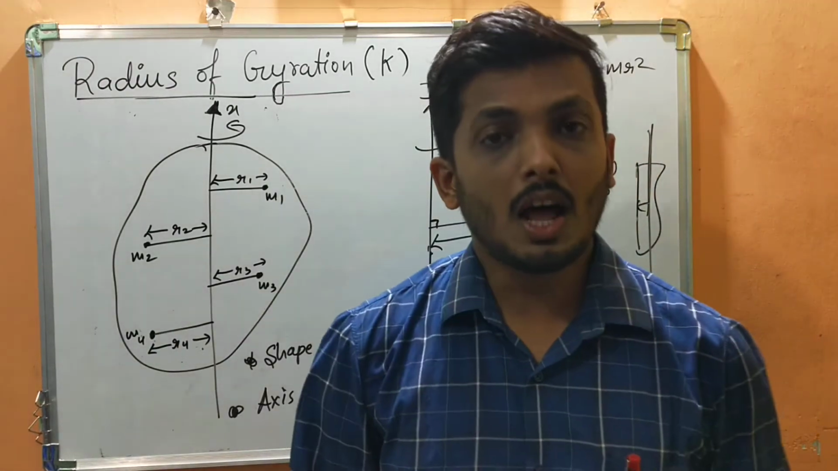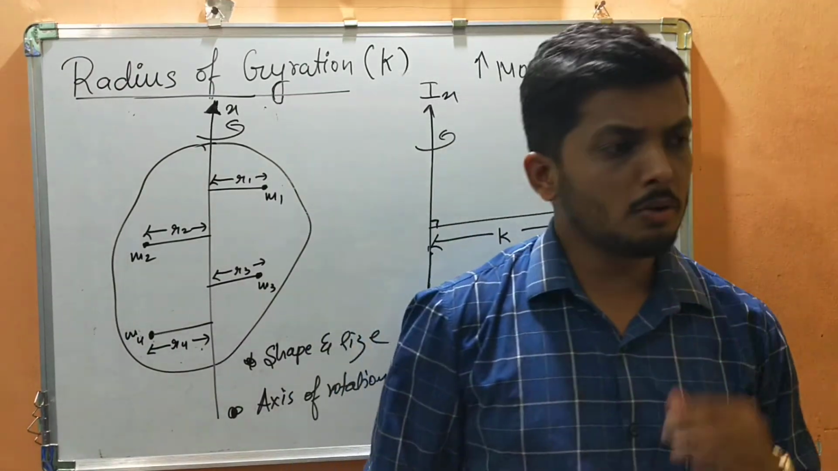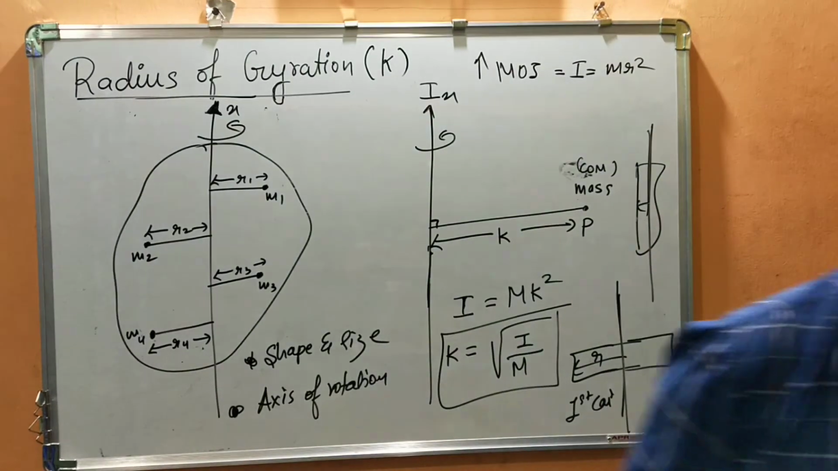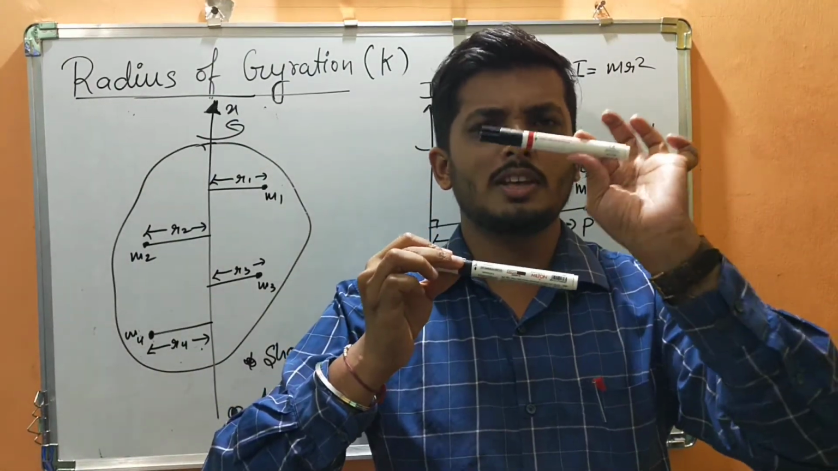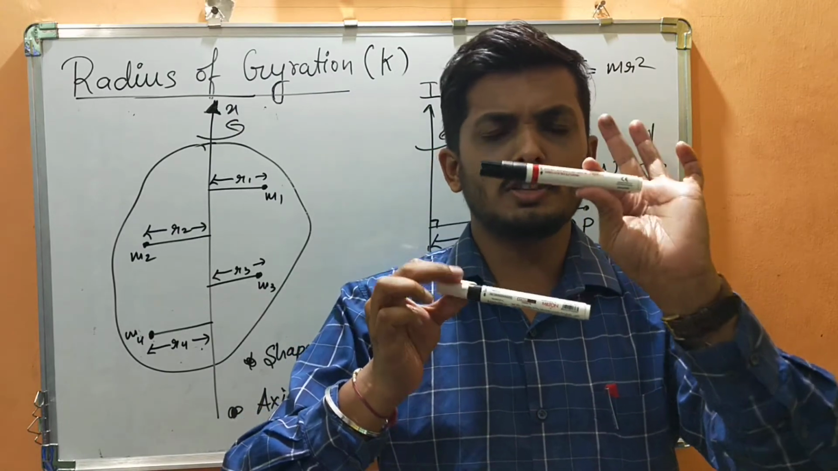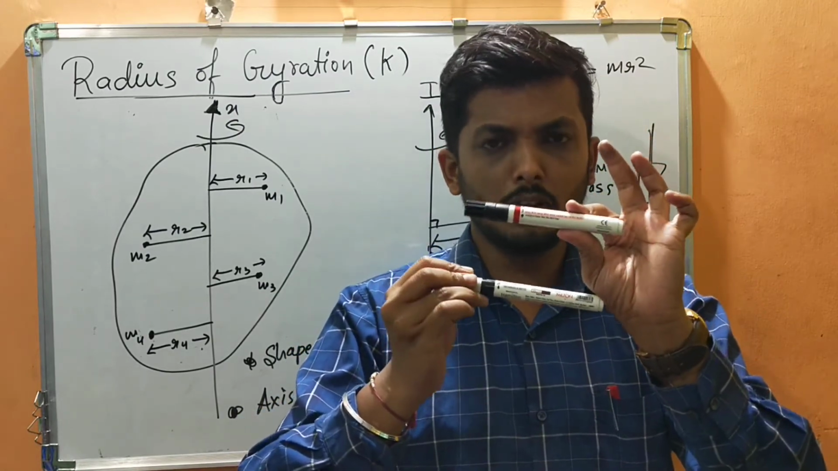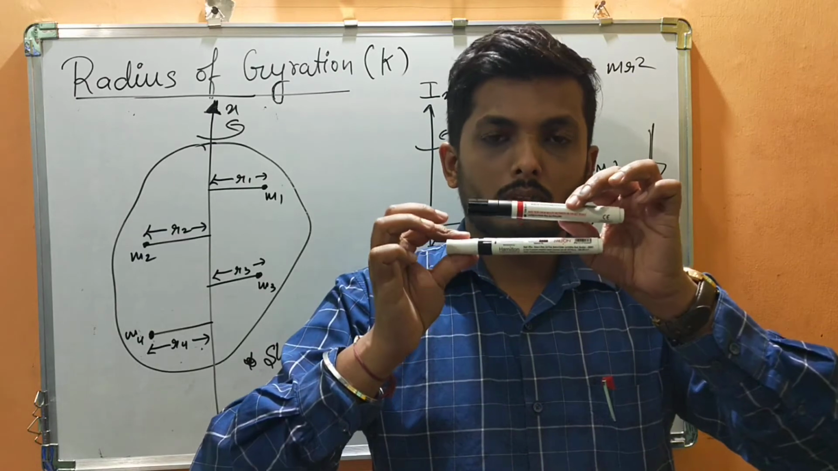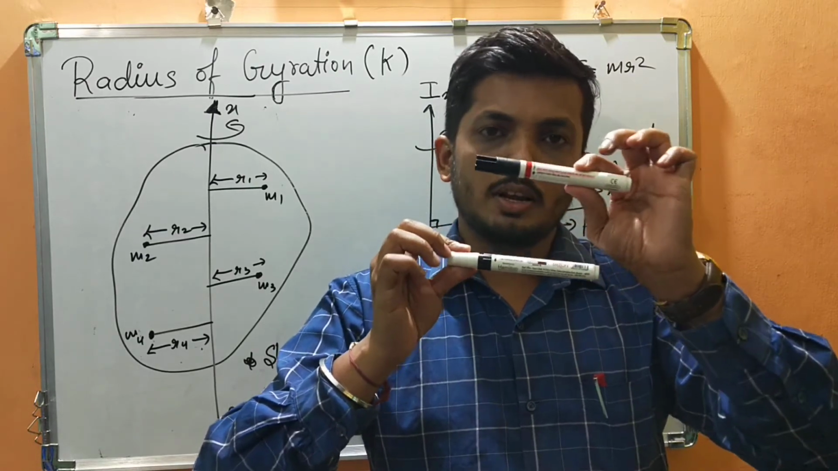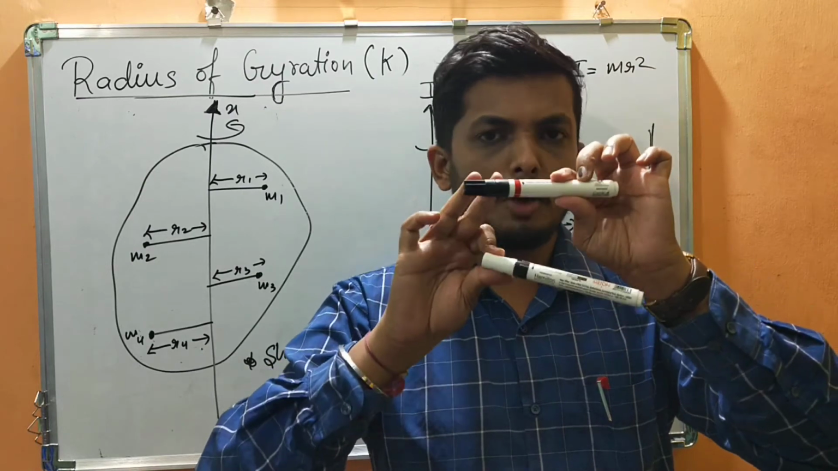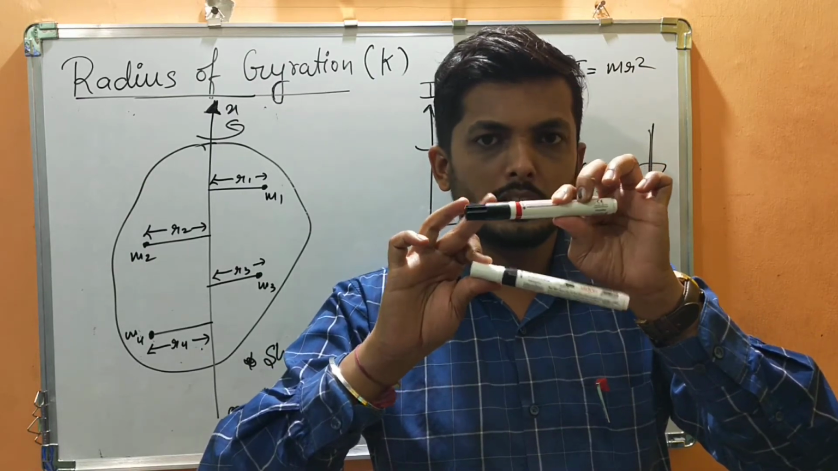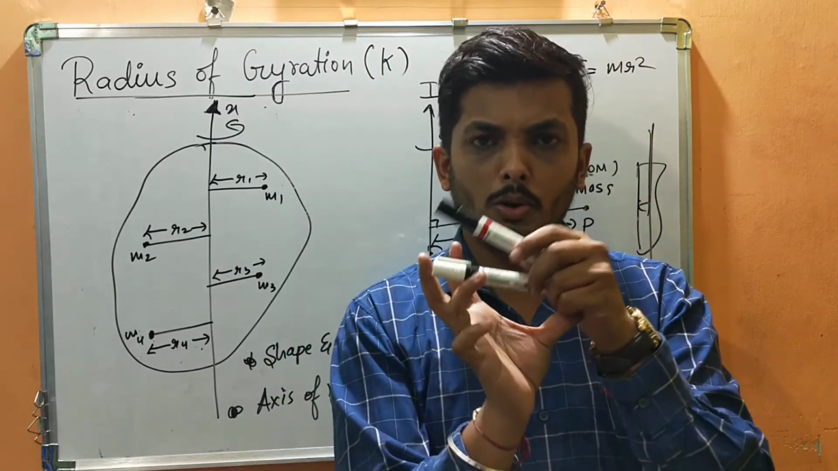Got it? Now, what if I bring you another marker? Two identical markers, but I know that this marker is heavier in size. Imagine this marker is made up of iron. Now this marker is made up of iron, which is heavier, so definitely this will have more moment of inertia. Are you understanding? This will have more moment of inertia compared to this.